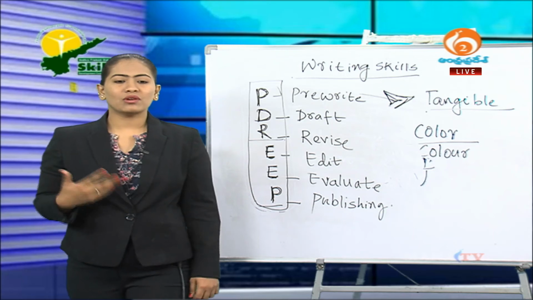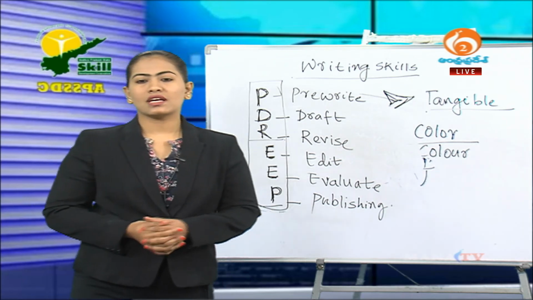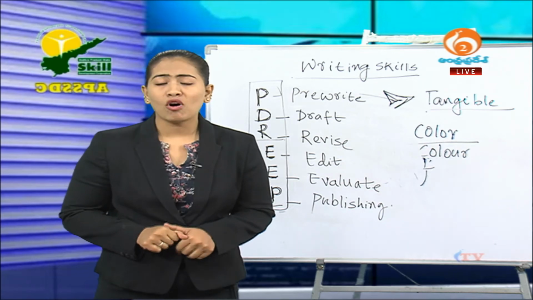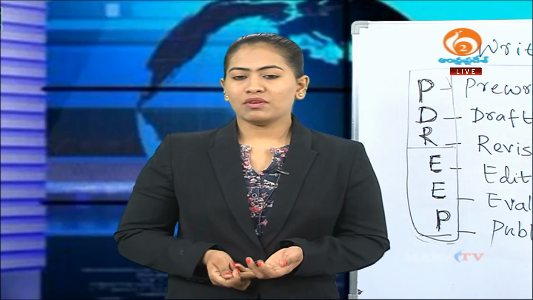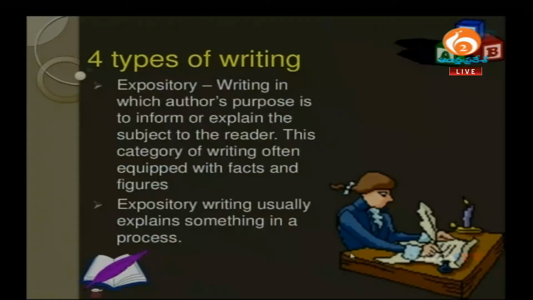So, a little understanding about the different types of writing, that is expository writing, writing in which the author's purpose is to inform or explain the subject to the reader. This category of writing is often equipped with facts. Let us look at the slide to have a little better understanding. What is happening in expository writing is, basically as a writer, I am giving out a lot of facts, a lot of information, and that information is being either updated or communicated for the first time through the writer to the audience level.